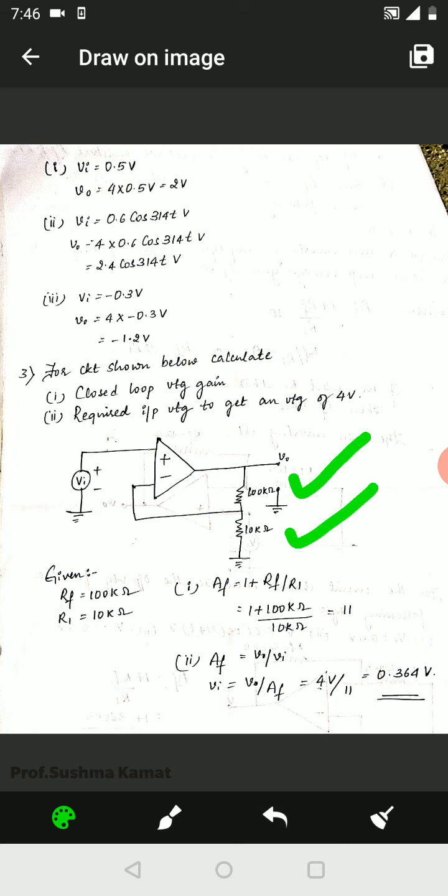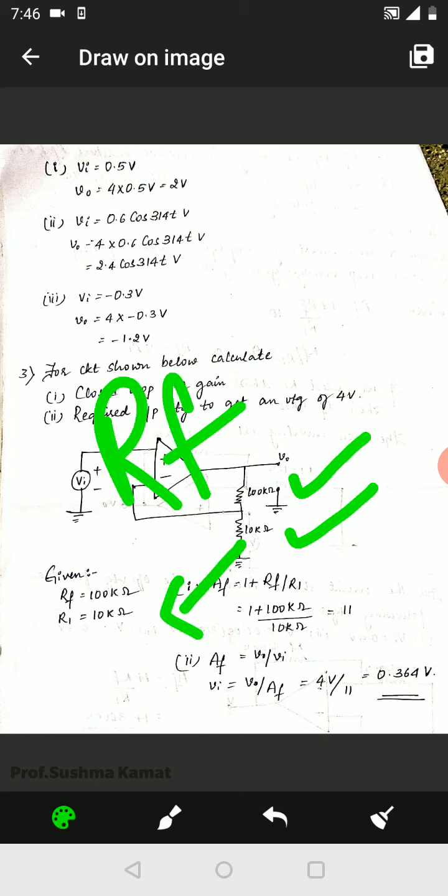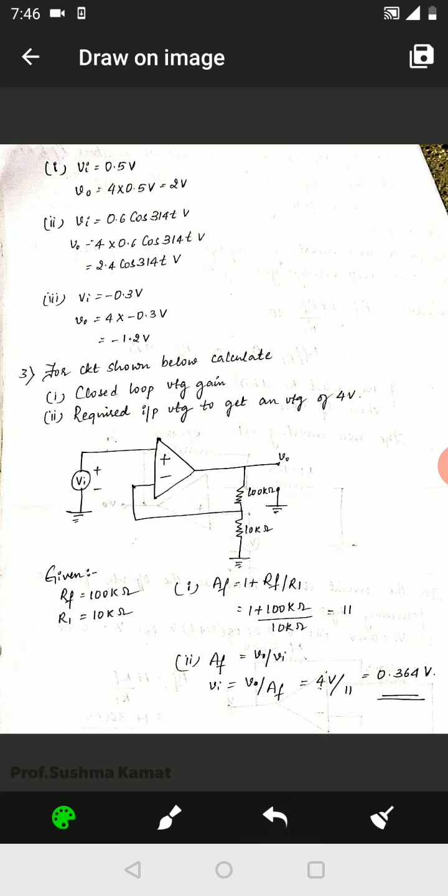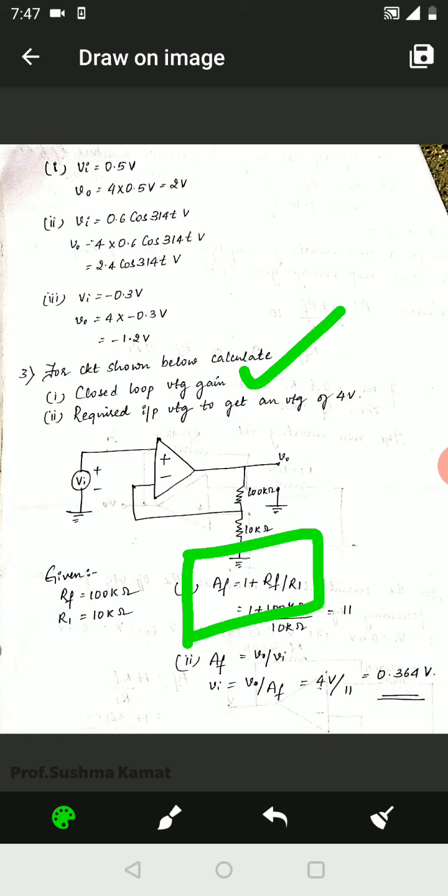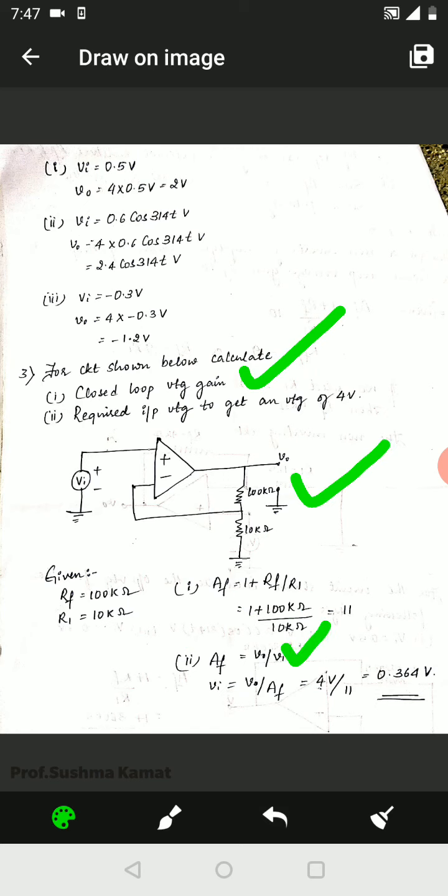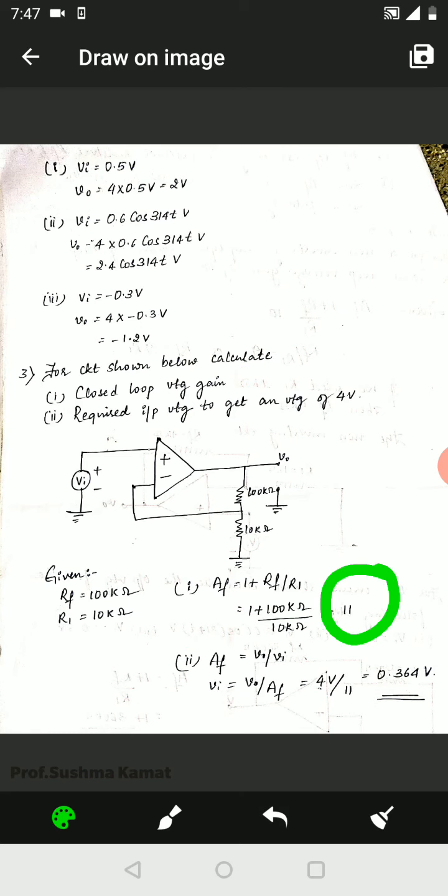In this kind of numericals, you should keep one thing in your mind. The largest value will stand for RF and the smallest value will stand for R1. So R1 value is equal to 10 kilo ohms, RF value is equal to 100 kilo ohms. Let us now first find out the closed loop voltage gain. What is the formula for closed loop voltage gain? We already know it. AF is equal to 1 plus RF upon R1 for a non-inverting amplifier. So RF value is 100 kilo ohm, R1 value is 10 kilo ohm. If we substitute these two values, the answer we get is AF. So AF is equal to 11.